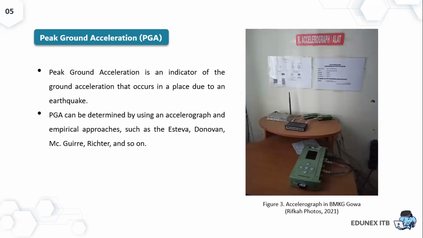Well, one of the parameters that can determine the size of the damage caused by an earthquake is peak ground acceleration, or PGA. PGA is an indicator of the ground acceleration that occurs in a place due to an earthquake, and PGA can be determined using an accelerograph and also empirical approaches such as the Esteva, Donovan, Maygur, Richter, and so on. And this picture shows the accelerograph located at BMKG Goa, South Sulawesi.